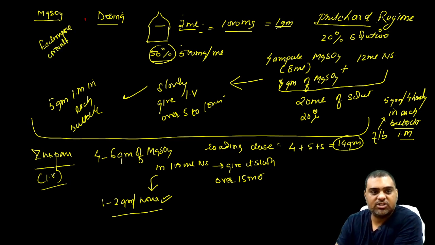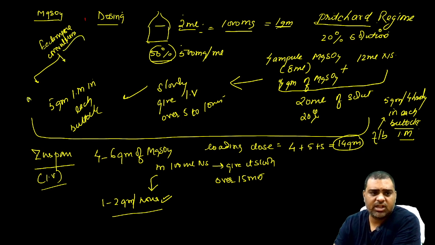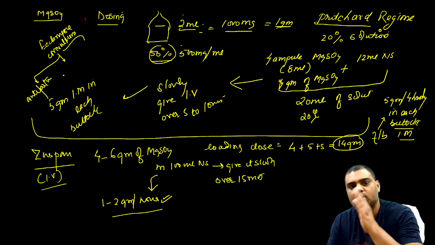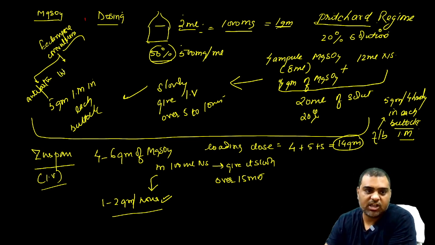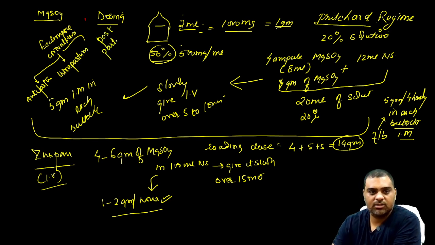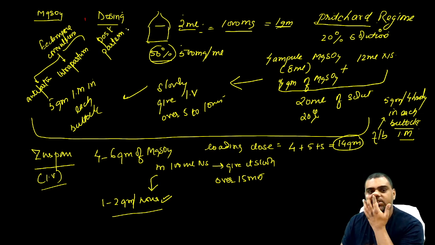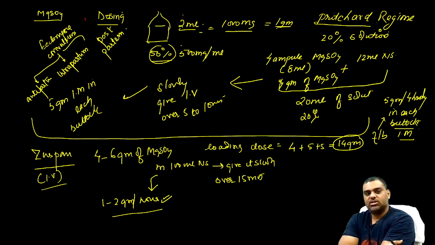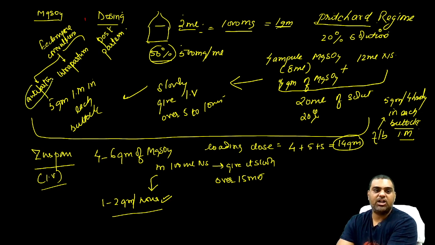Eclampsia or convulsions can be of three types. They can be antepartum, that means they can occur before the delivery. There can be intrapartum and they can be postpartum. Now, there are two questions in it. Which of them has the worst prognosis? So please remember it is the antepartum which has the worst prognosis. Antepartum eclampsia has the worst prognosis.